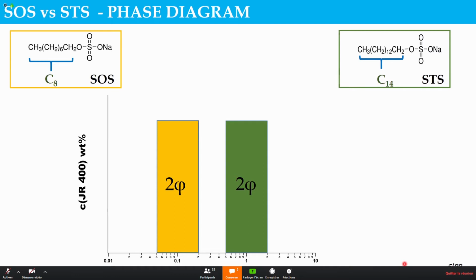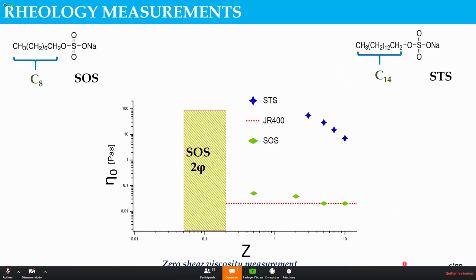But actually, this is not the only thing that you see when you prepare these solutions, at least in a macroscopic way, because you also see a difference in the viscosity. And so we measure this viscosity. And as you can see here in this slide, basically when you work with SOS, you see that the viscosity is not too much different from the viscosity of the pure GR400 solutions. And when you move from high values of zeta and you try to approach the phase boundary, as you can see here, this viscosity is almost constant, it is not going to increase.